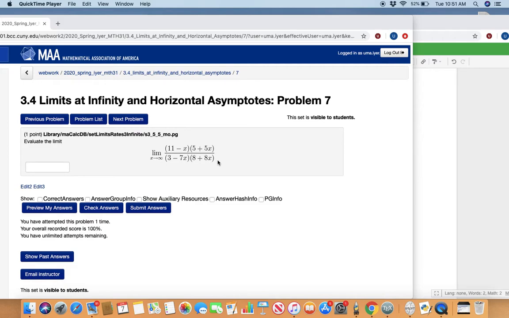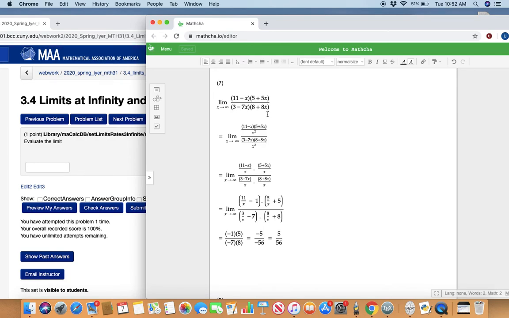So what would that power be? 7x and 8x. So x and x, the highest power is x to the power 2 in the denominator. If you multiply it out, the highest power and the highest power together gives you x squared. That's the quantity you divide the numerator and denominator by. So that's your problem. Divide the numerator by x squared. Divide the denominator by x squared.